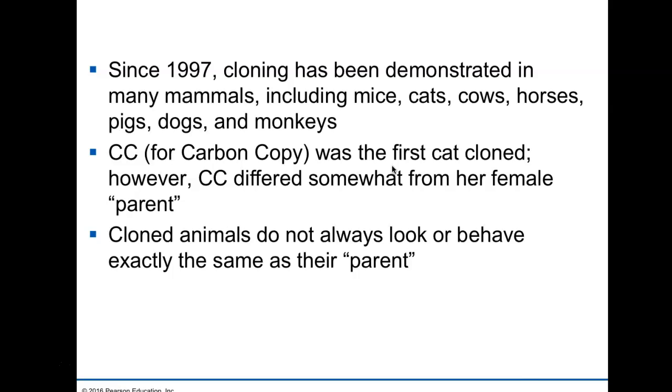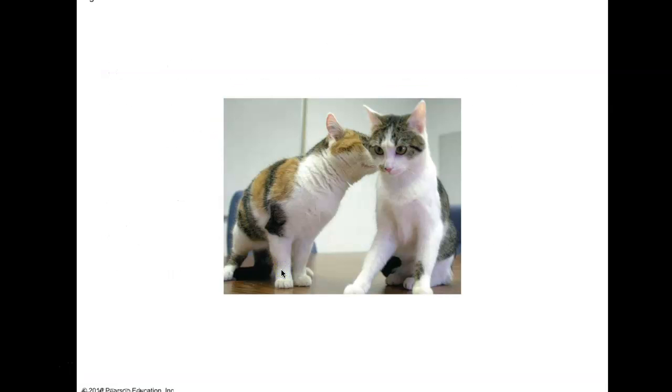Cloning has been demonstrated in mice, cows, horses, pigs, dogs, and monkeys. There's a cat called Carbon Copy. This cat was cloned at Texas A&M University in 2001. In December of 2001, a calico female cat was cloned from another calico female cat. The clone was called Carbon Copy. The parent, or the donor, her name was Rainbow. So this is Rainbow on the left side, and this is Carbon Copy right here. So Carbon Copy is the clone of Rainbow.